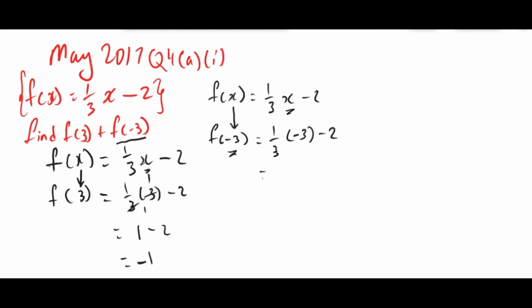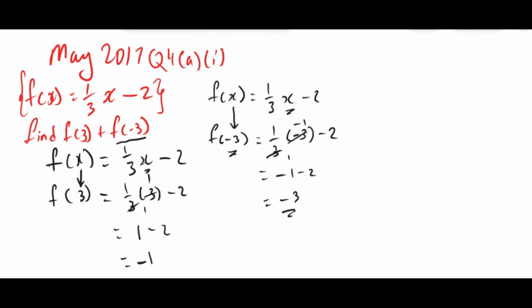And always bring down the minus 2 here. So we know a third into minus 3 is minus 1. So this will be minus 1 minus 2, which is minus 3.